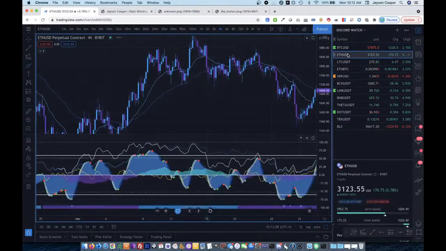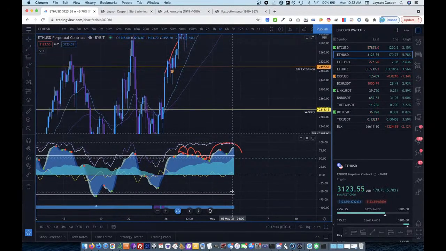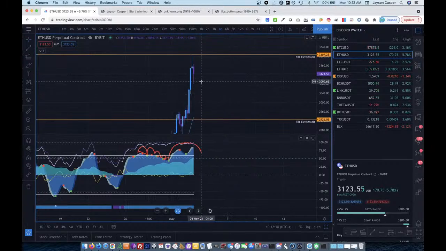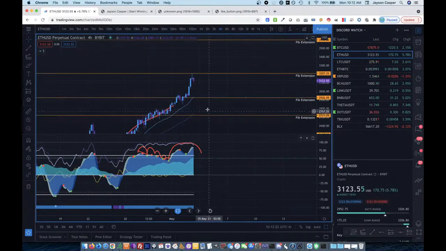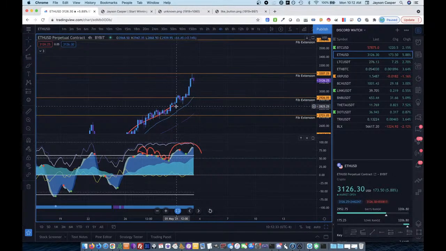So we've got that forming on the Ethereum chart, so it's very possible that we can retrace back down to the level I'm looking at. I don't know if it's going to happen, but to me, this would be a pristine area. If we get a bounce here, I'm definitely going to be adding to my Ethereum long, for sure.